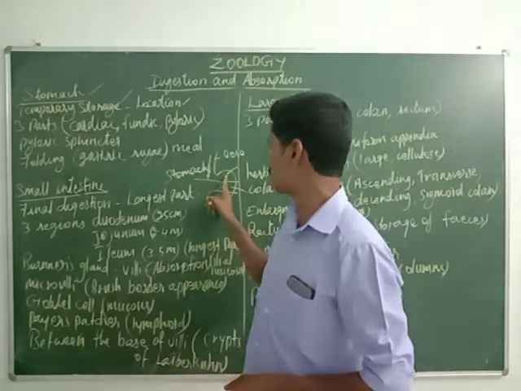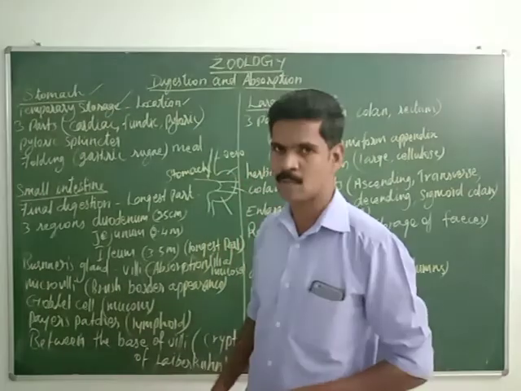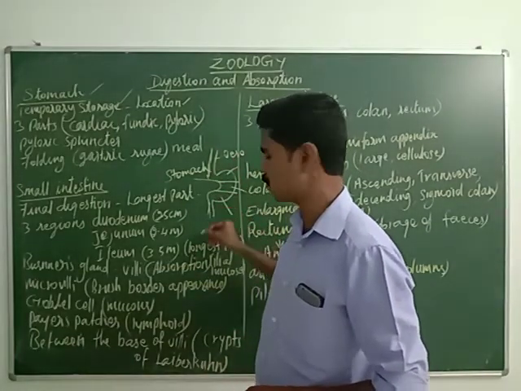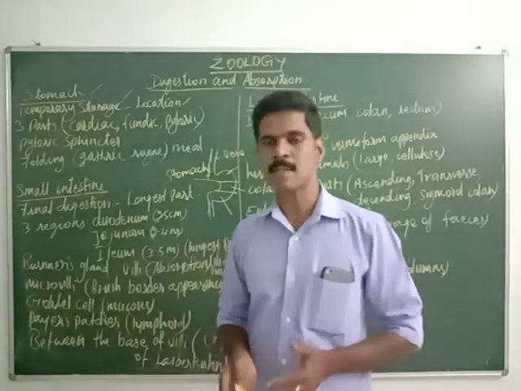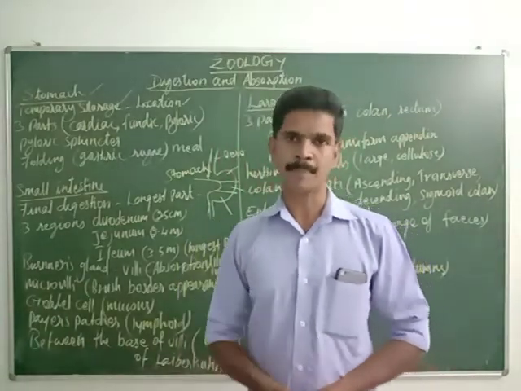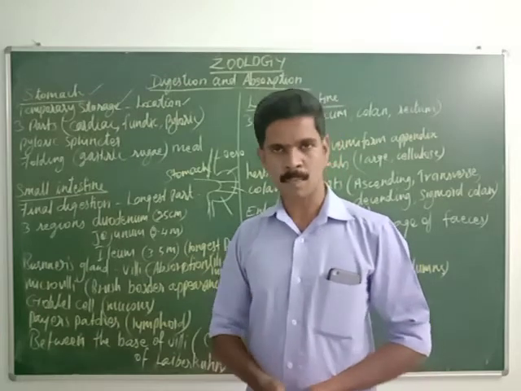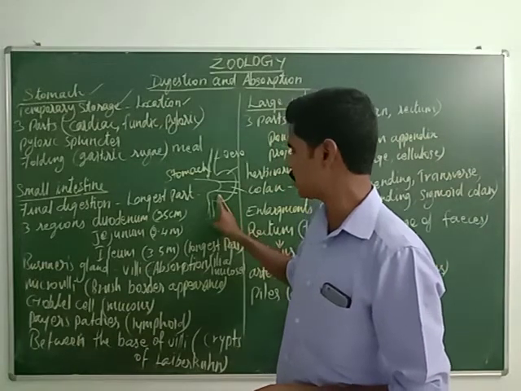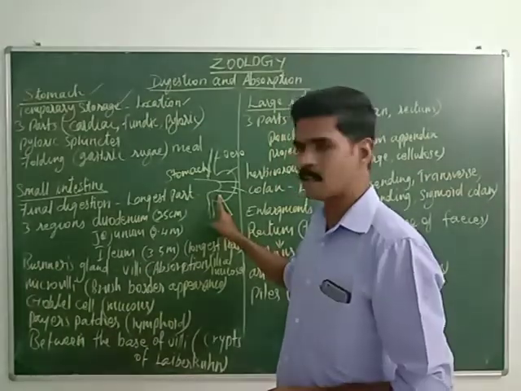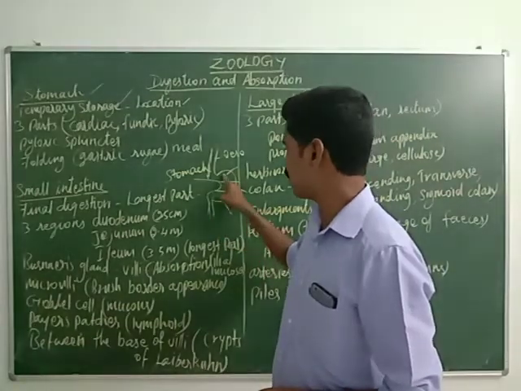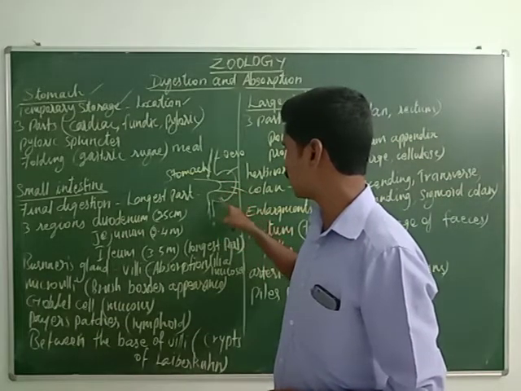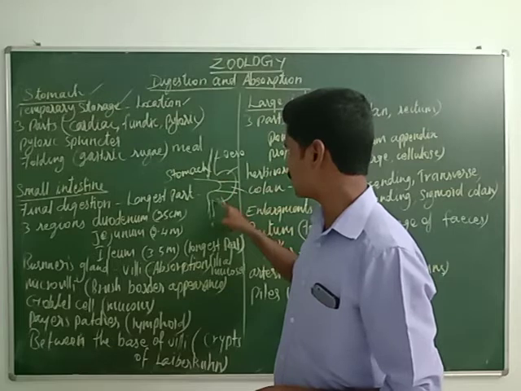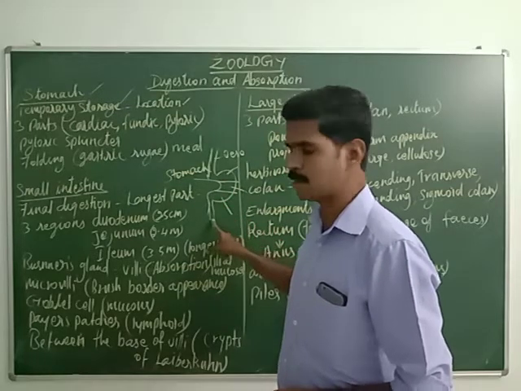In the cardiac part the esophagus is opening. In the last part, the pyloric region, the next organ of the digestive system is opening. That next organ is called the duodenum. The duodenum is the first part of the small intestine. So the duodenum opens into the pyloric part of the stomach. The first part is cardiac, the middle part is fundic, and the last part is pyloric. In the cardiac part the esophagus opens, and in the pyloric part the duodenum opens.